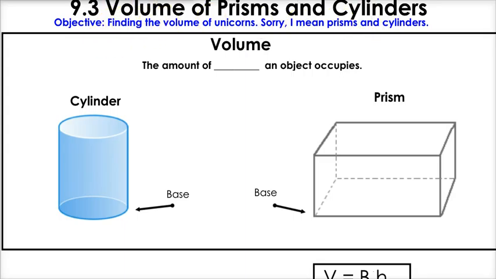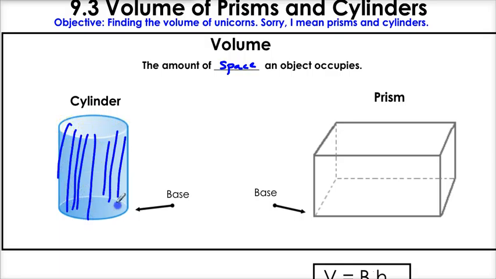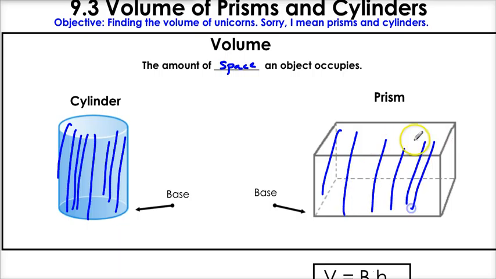And the volume, by definition, is the amount of space an object occupies. So when I ask for the volume, I'm just asking, how much stuff could I fit into this cylinder? How much stuff goes inside of it? Or how much stuff could I fit inside this prism? It's how much space these objects occupy, right? And that's important to know because if I said, how much water is in that pool? That would be a volume question.